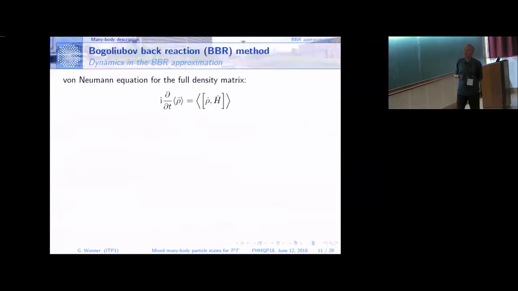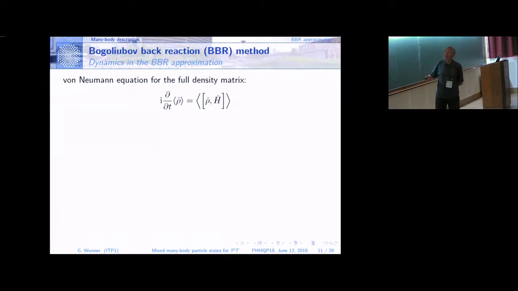Okay, so for such a system, if you have a many-body description, what you have to solve is the von Neumann equation for the full density matrix. So if you have 100 particles, you have to set up a many-body wave function and evolve it in time by looking at the full density matrix.